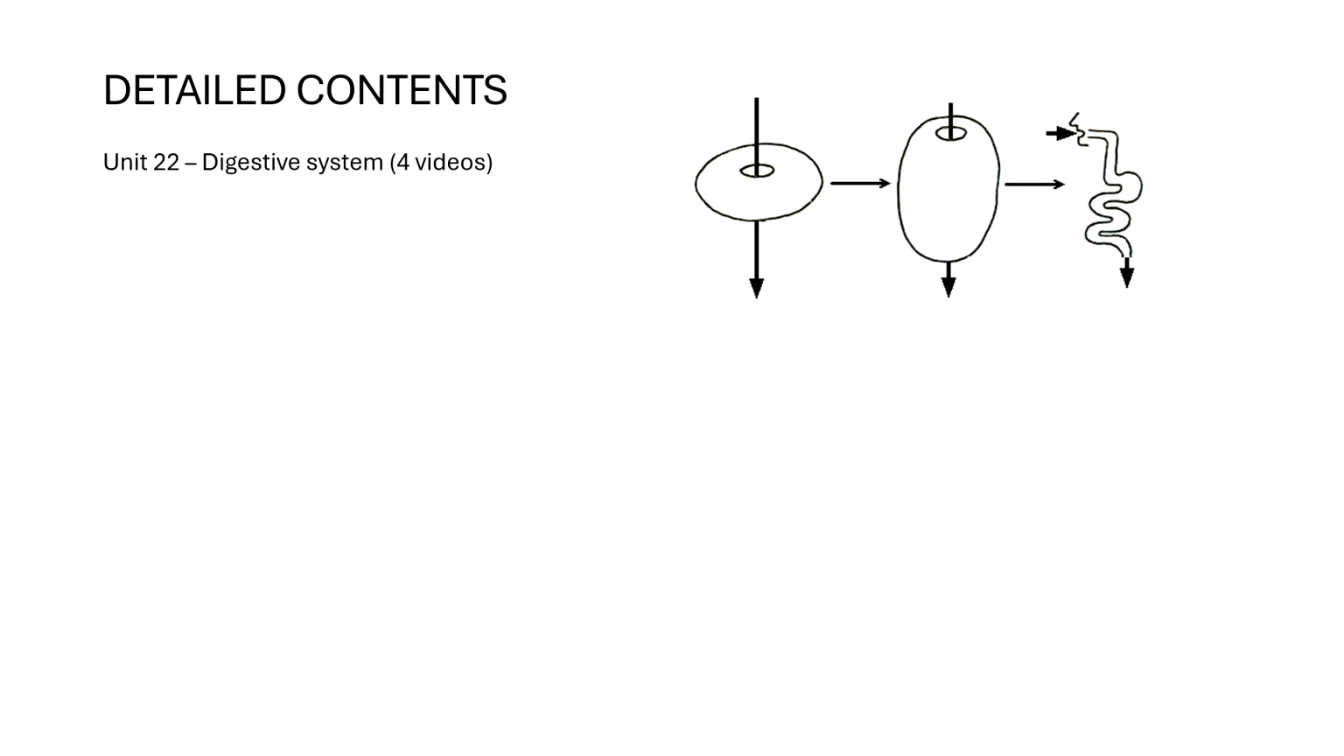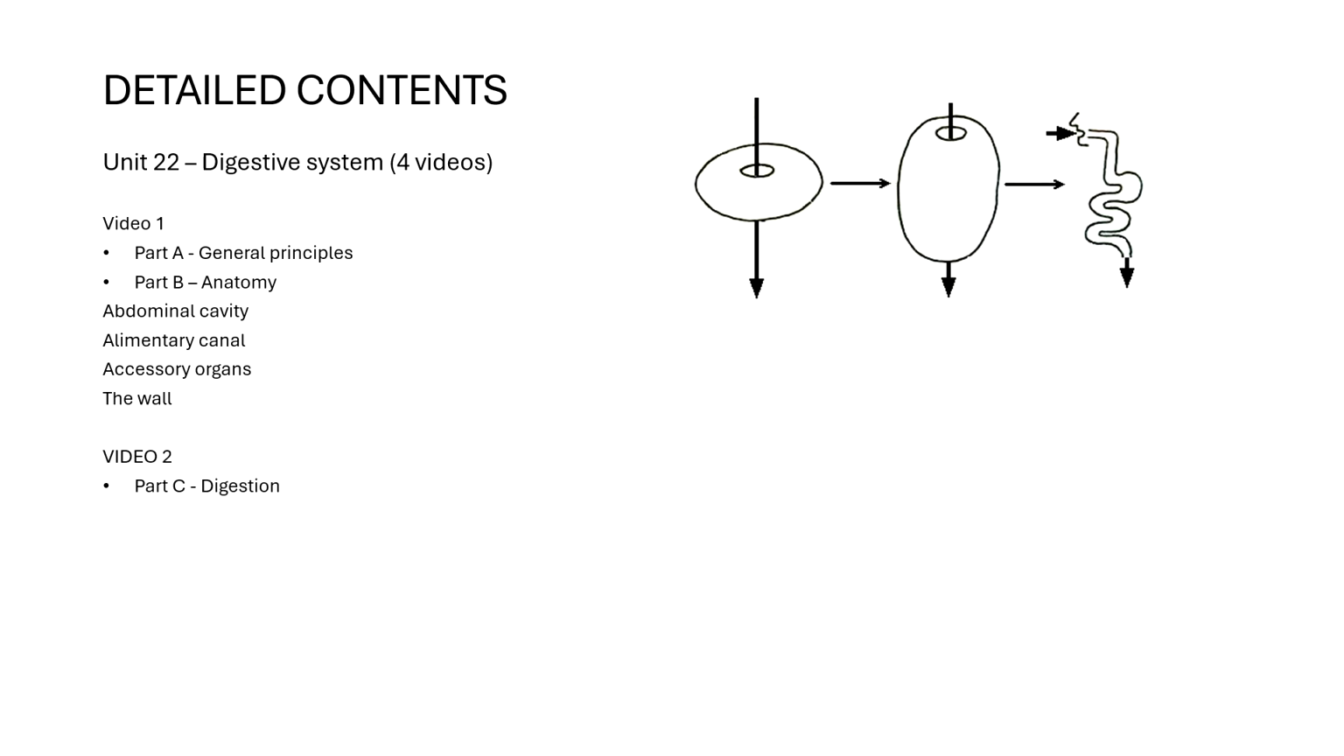Unit 22. This is the digestive system. The first video includes Part A, a general introduction with general principles. Part B, the anatomy of the digestive system, including the abdominal cavity, the alimentary canal, accessory organs, and the wall of the alimentary canal. The second video deals with Part C, digestion.